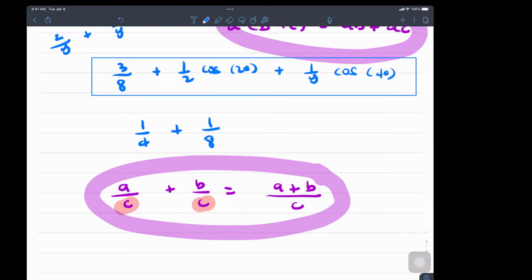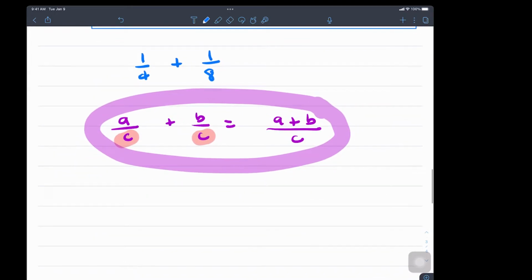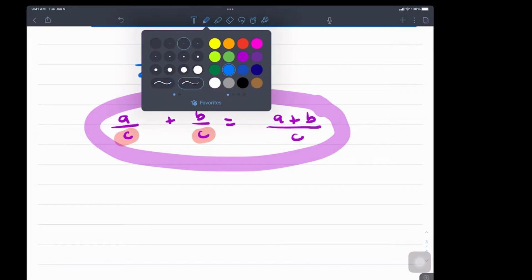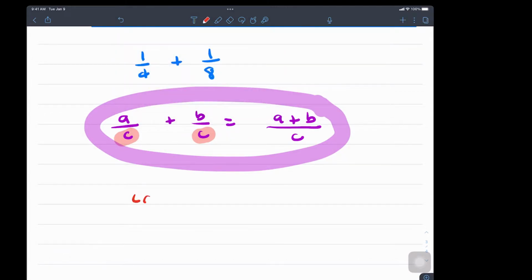So you might say to me, well, how do I add fractions with different denominators? Well, you're really supposed to find the LCM of 4 and 8. You go, what's the LCM, right? It's the least common multiple of 4 and 8.